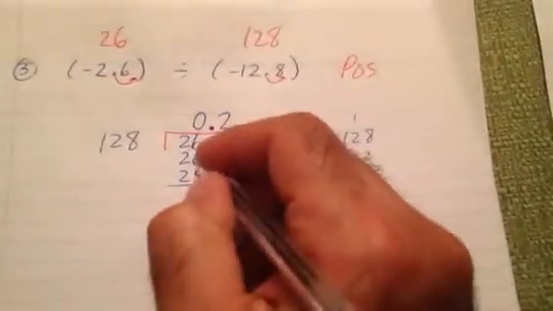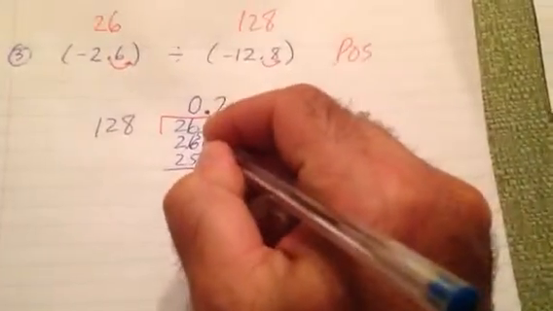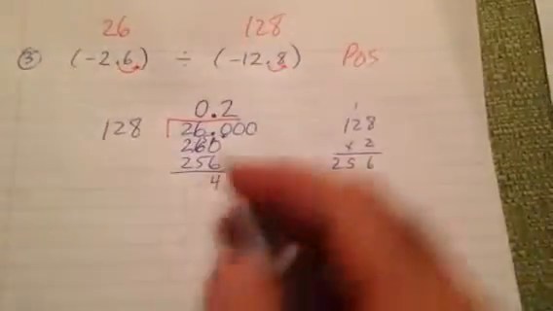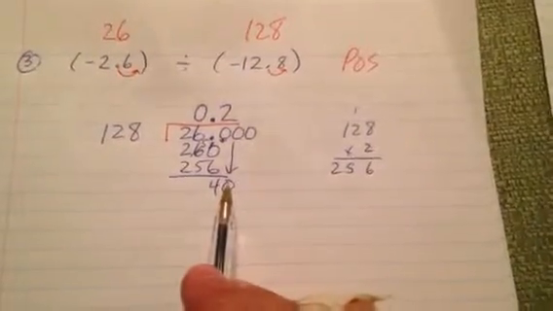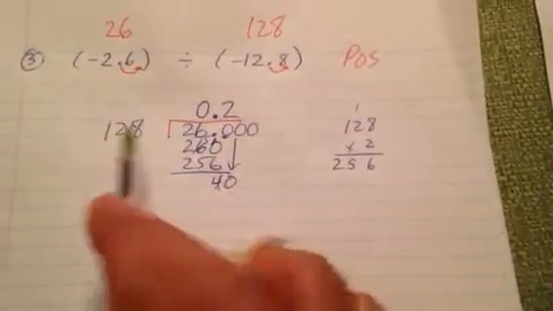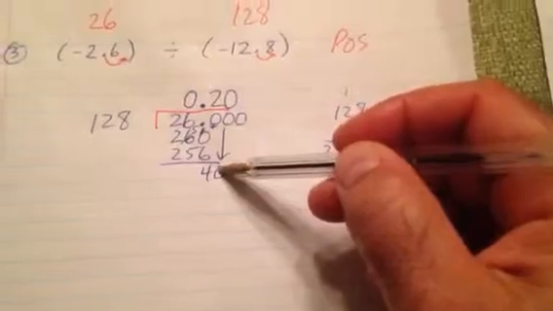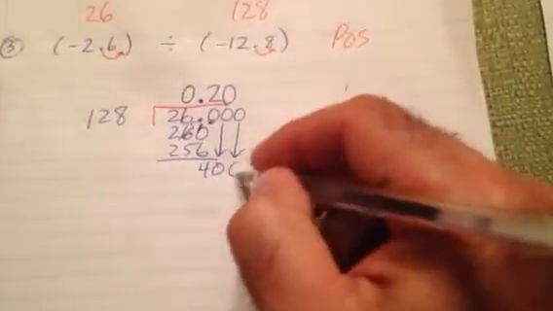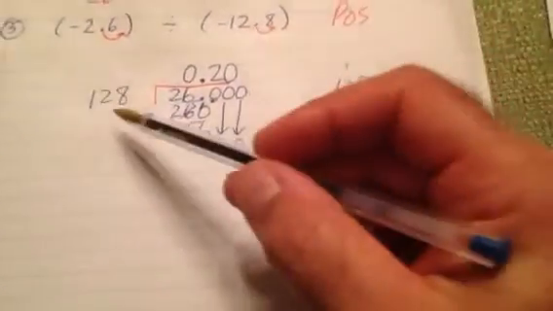0 take away 6, can't do it. Got to borrow from the 6, make it a 5. So it's 10 take away 6, that's 4. And these are both zeros. I don't have to worry about that. Going to bring down another 0. 128 into 40. After I brought that 0, now you ask, does it go into 40? No, it does not. So I still have a remainder of 40. I can bring down another 0 now because I have to keep going. 1 0 doesn't work, but now I bring down the second 0 all at the same time.